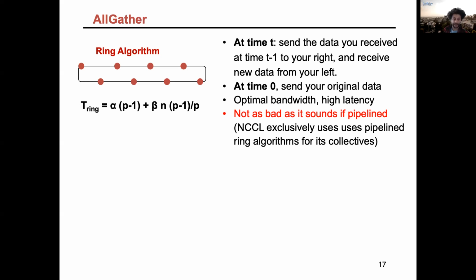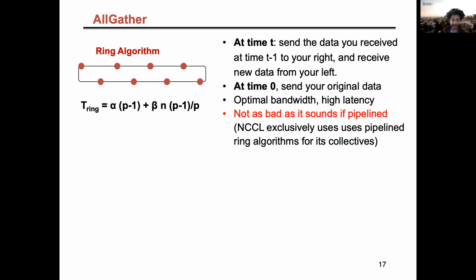You're not getting around the p minus 1 bottleneck, but for certain sizes, especially if your data is large enough that you can fill the pipeline efficiently, those p latency becomes almost unnoticeable. And we'll see an actual example that's been measured.